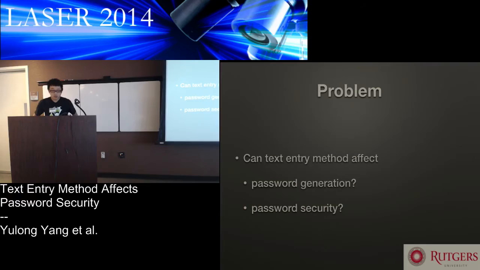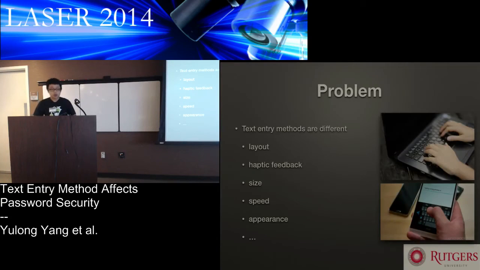Now our research problem is pretty straightforward. Can text-centered method affect password generation process and therefore affect the password security? A text-centered method could consist of both physical part and software part of an input device when you enter the text. So physical part could be the keyboards, the key size, and the haptic feedback. And for the software part, it could be the appearance of the text-centered method or the layout of the method.